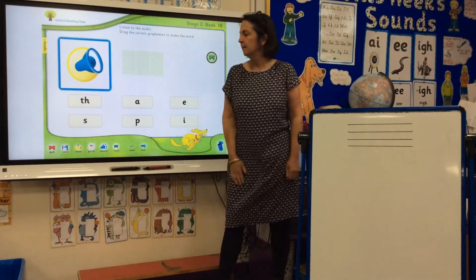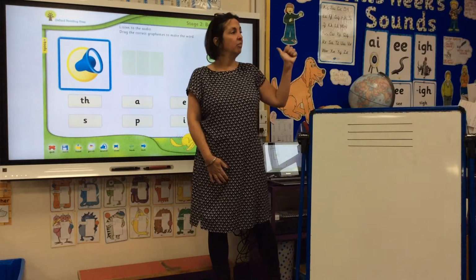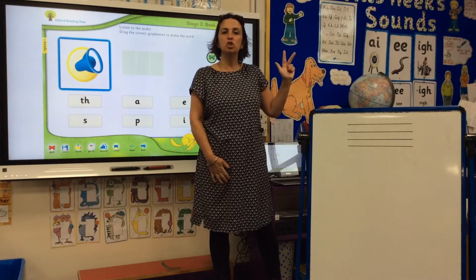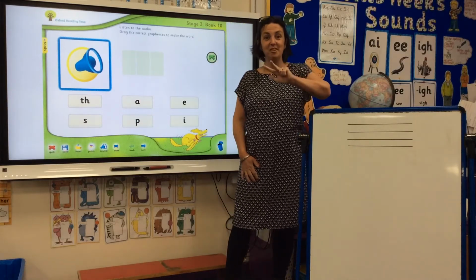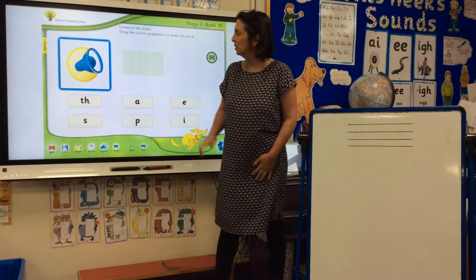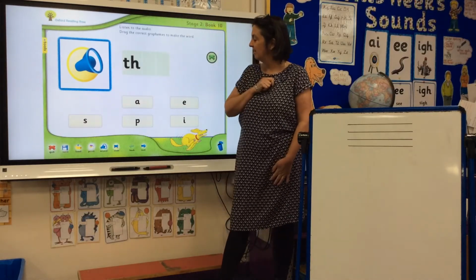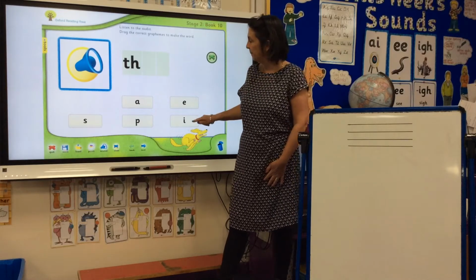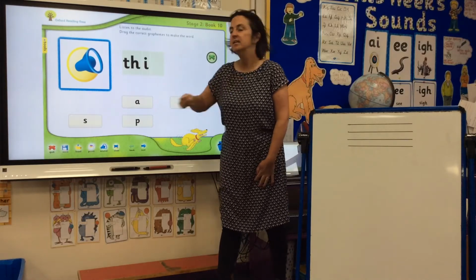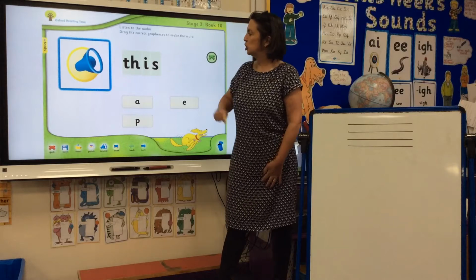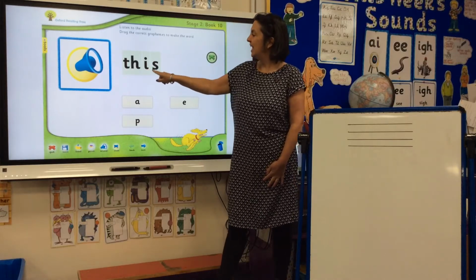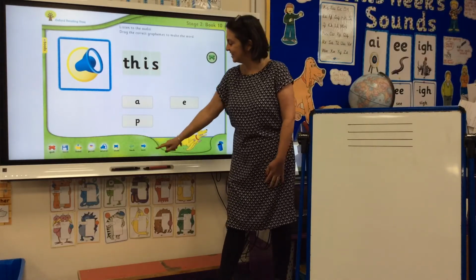Okay. This. This. It's this. 3 phonemes. First one on the board is a digraph because it's th. This. It. Read it back. It's this.